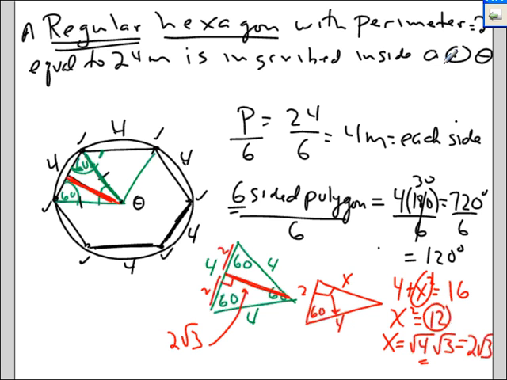Since all the chords are the same length, it follows that each of these distances at right angles must be the same. They're all 2 square root of 3. Let's try one more. Know their 2 theorems and know how to apply them.